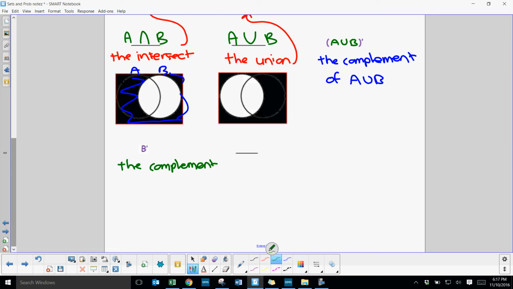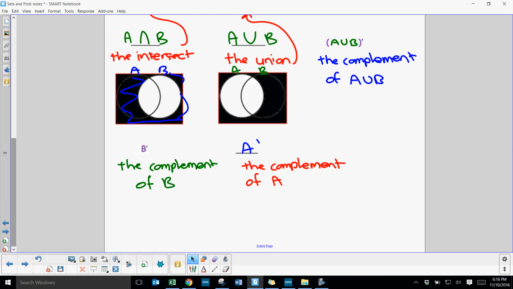Complement of B, you can add that in there. And again, assuming we've got A and B here, you probably already had a guess at what this one would be. Yes, it would be A dash, which we can say is the complement of A. Everything outside of A. Basically think of it as not A. So let's move on to some trickier ones on the next page.